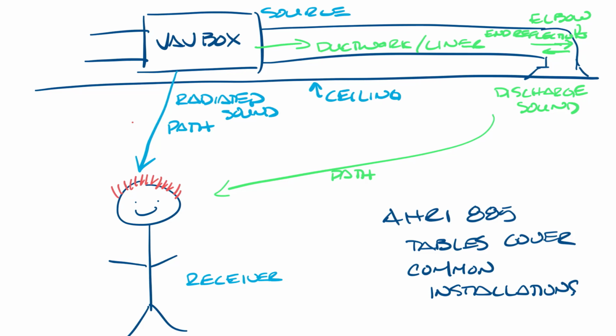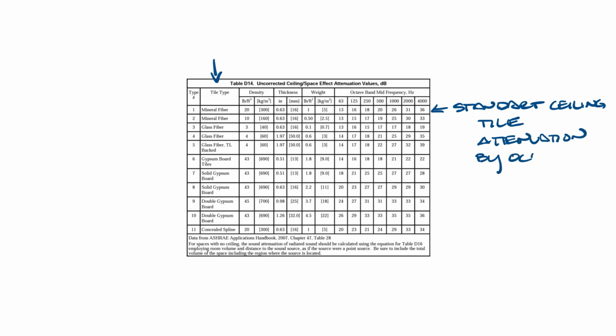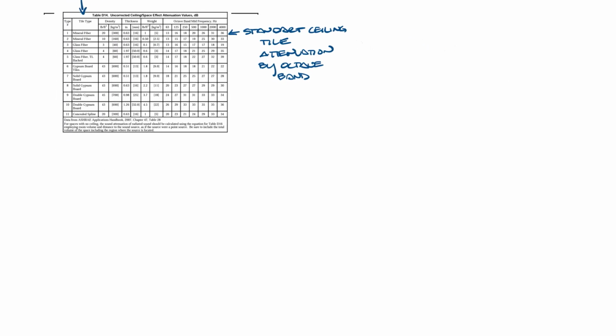Let's start with radiated sound. I'm going to pull up the ceiling/space effect table. This table combines the ceiling tile types with a typical size space effect into one table that gives you the standard ceiling tile attenuation by octave bands for different ceiling types. So let's do an example.